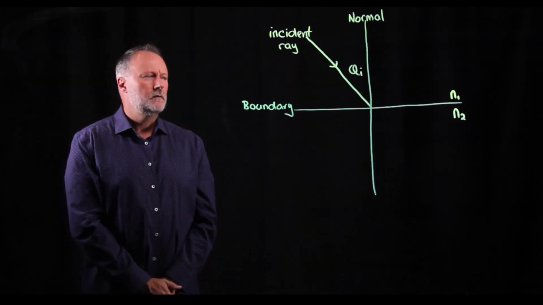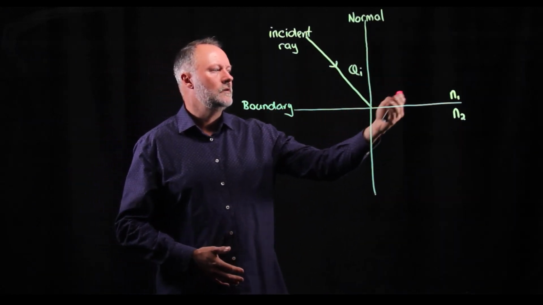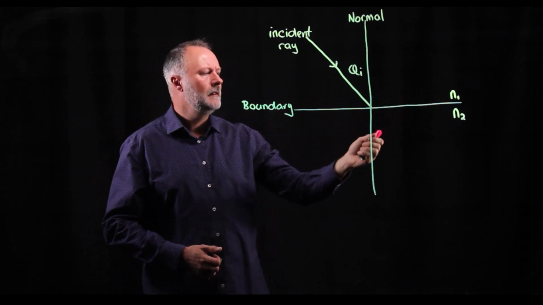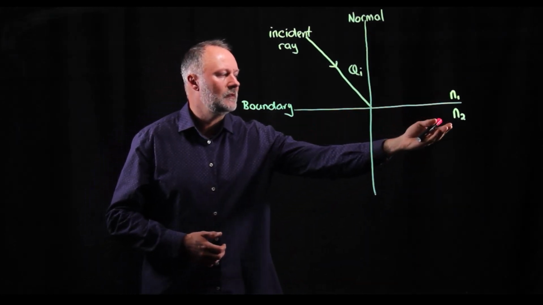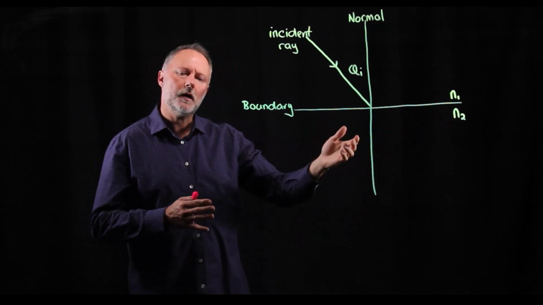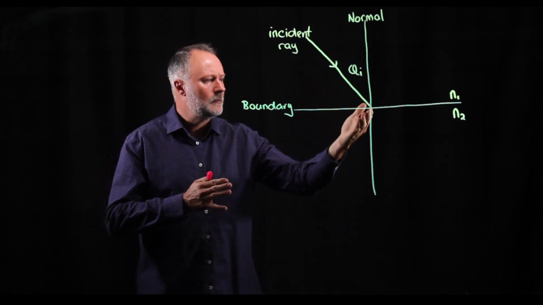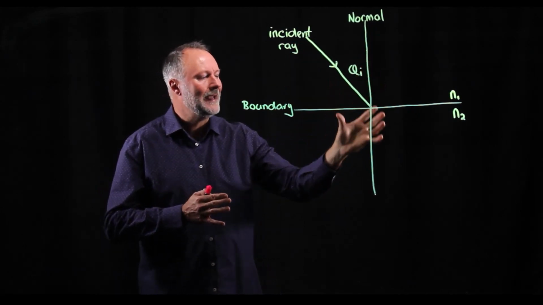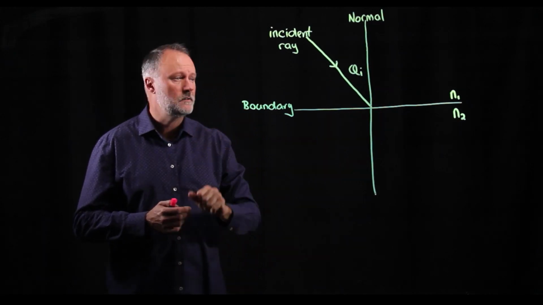Some basic revision. We have here a diagram of one medium or material, which is represented by refractive index 1, and a second medium or material that's represented by refractive index number 2. And this diagram allows us to examine what happens when an incident ray comes along from one material and enters into a second material. So for a start, I want to look at three general cases.